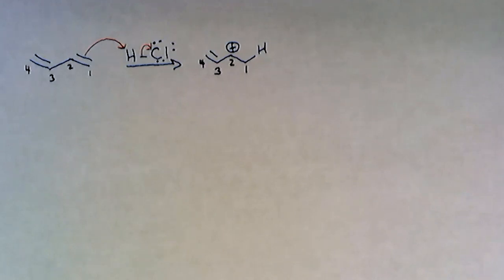Notice that protonation has occurred at the terminal carbon of this symmetrical molecule, allowing for the formation of the allylic resonance stabilized carbocation intermediate. We can generate a second resonance form by moving the pi bond between carbons 3 and 4 to form a new pi bond between carbons 2 and 3.